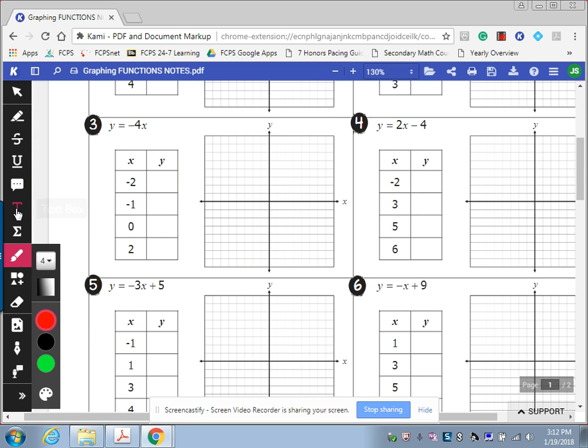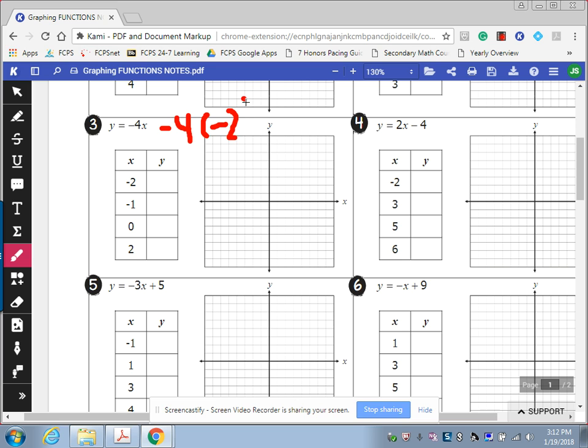Okay, so when we substitute in -2 here for x, we will end up with something that looks like this: -4 times parentheses -2, close parentheses. And anytime we have a double negative, we're always going to have a positive. So -2 times -4 is going to be +8. Okay, -4 times -1 is going to be +4. 0 times anything is always just 0, and 2 times -4 is going to be -8.